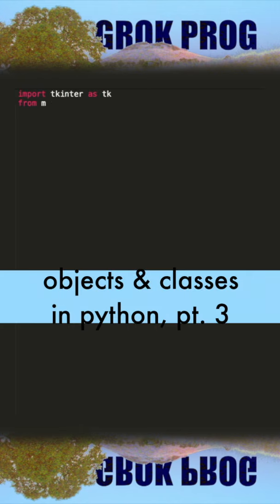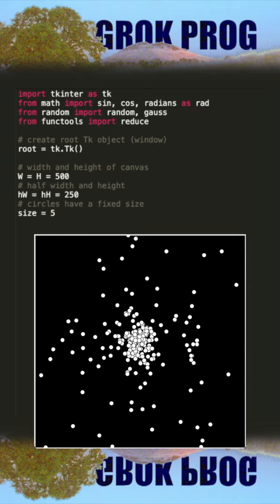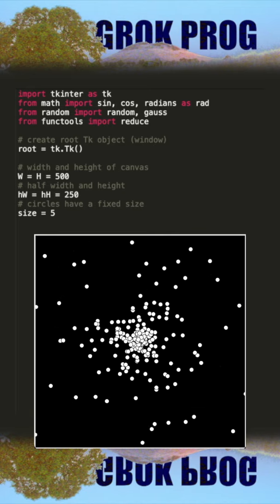How are objects and classes useful? One big benefit is encapsulation, which means that related data are grouped together, along with code that can manipulate the data in a sensible way. Say you want to display a lot of little circles like this.